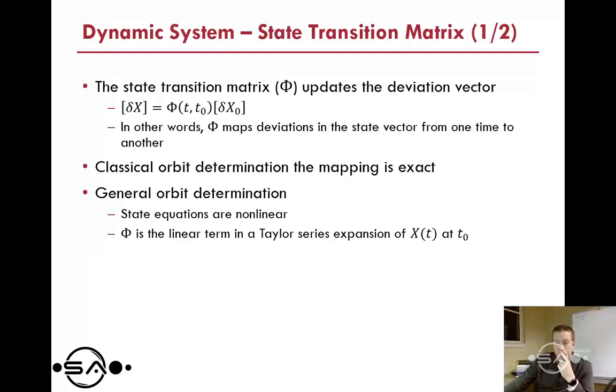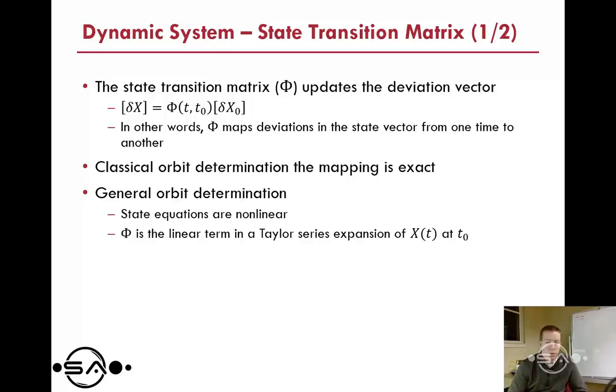So the state transition matrix, moving on from this point, is going to update the deviation vector. In other words, the state transition matrix maps deviations in the state vector from one time to another. So at the initial state, we can use our state transition matrix to find the deviation in the state vector at some time t.